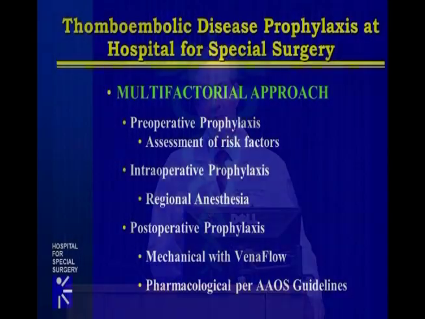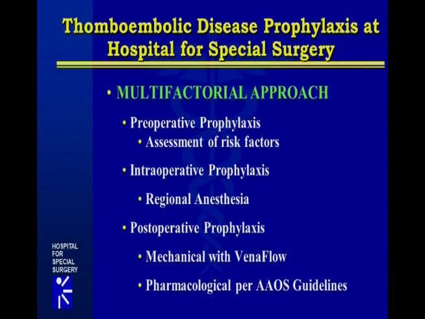And intraoperative prophylaxis, for us, is a regional anesthesia. And in hip replacement patients, we actually lower the mean arterial pressure, and we believe in doing this because we increase the blood flow by adding epinephrine, and this increases the blood flow to the limbs but lowers the incidence of deep venous thrombosis. Post-operative prophylaxis is crucial. Mechanical compression devices are essential.